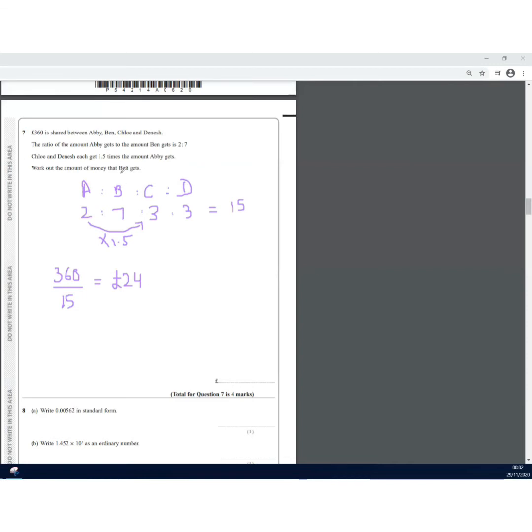And we are only asked to find out the amount that Ben gets. So we don't need to worry about the ratios for Abby or Chloe or Dinesh. So Ben gets a share of 7 ratios. So if I simply times £24 by 7, basically I will then find out how much Ben gets. So my calculator shows £168. That was question number 7. Let's move on to question number 8.